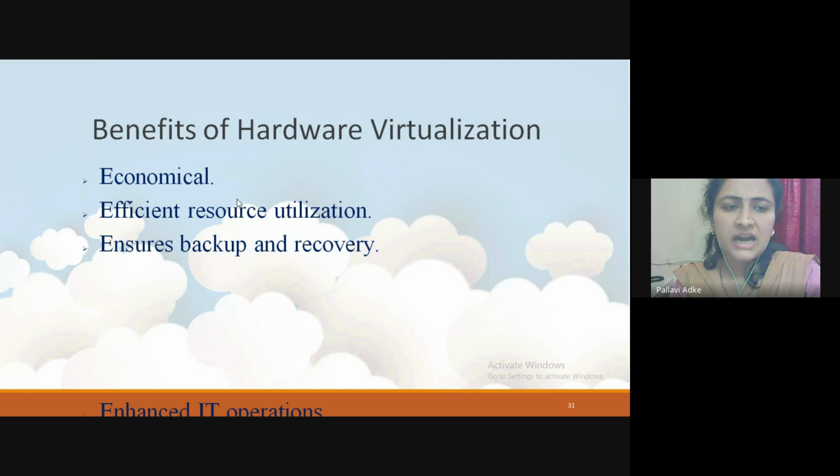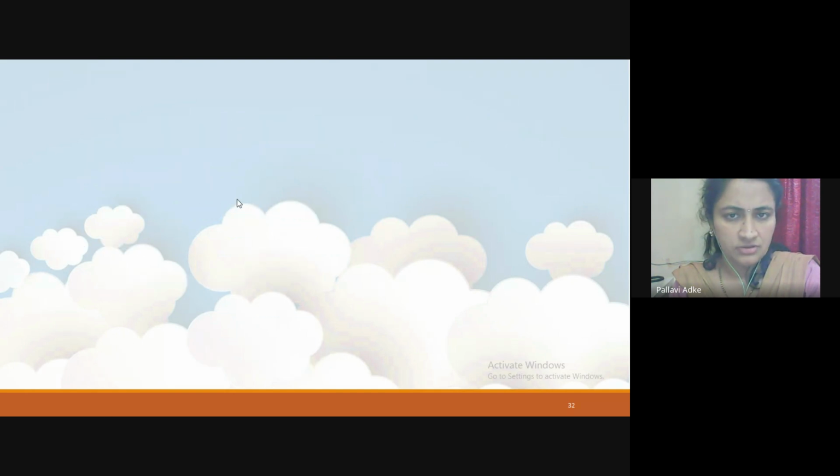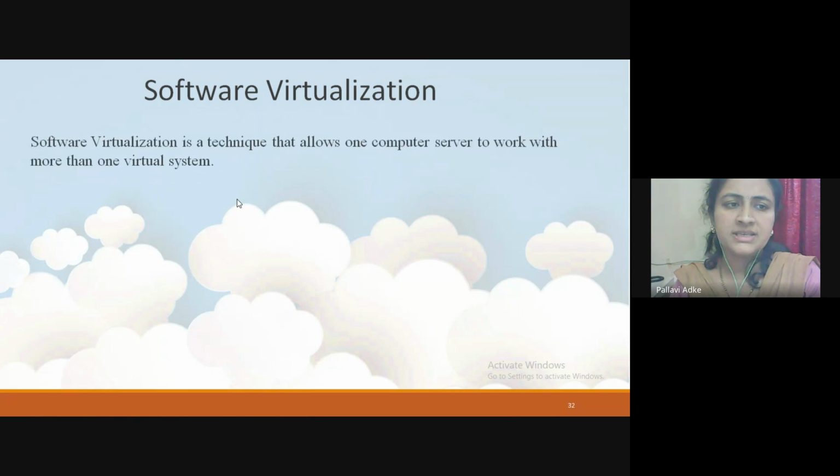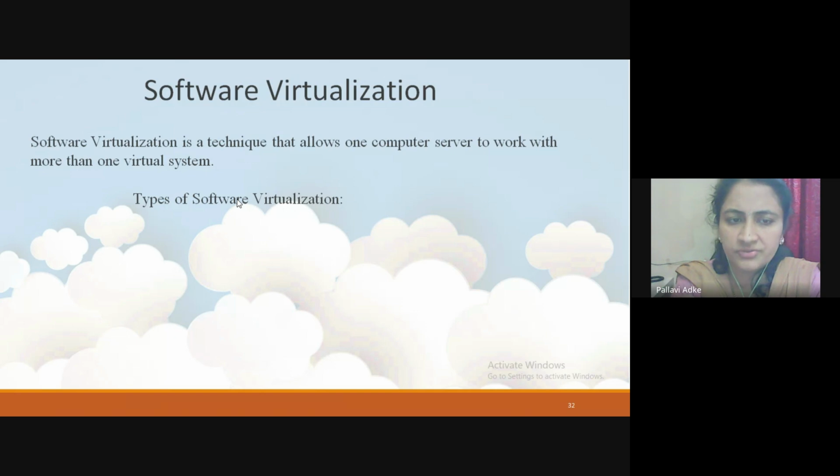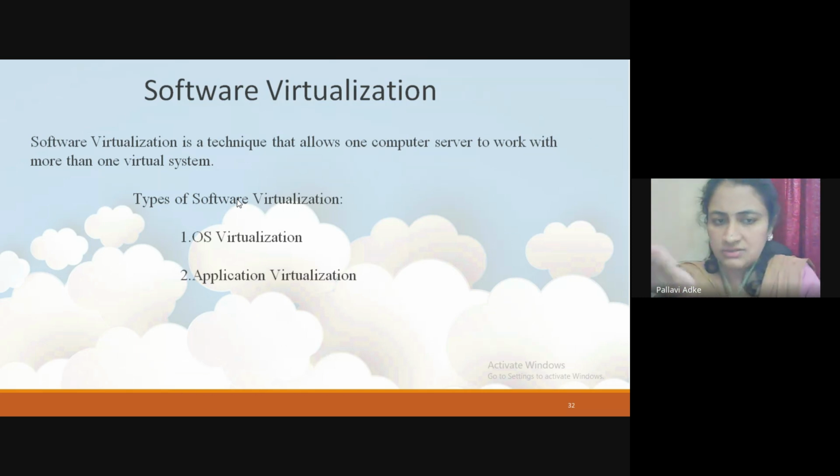Then the next one is hardware virtualization, that we already saw. The next one is software virtualization. Software virtualization is a technique that allows one computer server to work with more than one virtual system. So I have only one computer, one server, and on top of that we can build different virtual machines. That is called software virtualization. These are the types of software virtualization: OS virtualization or application virtualization.